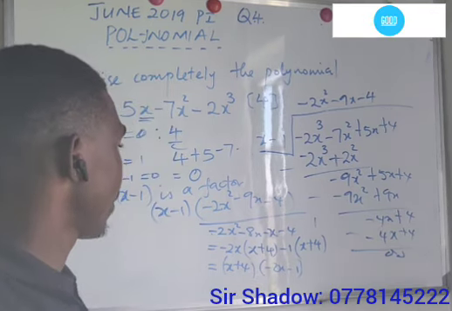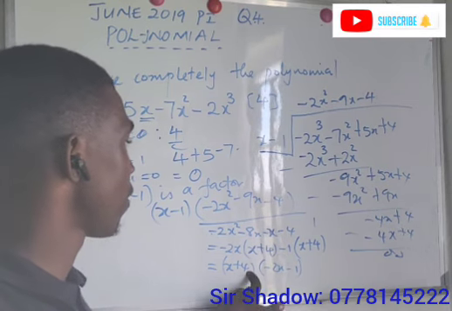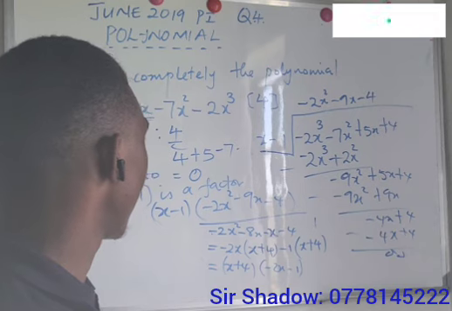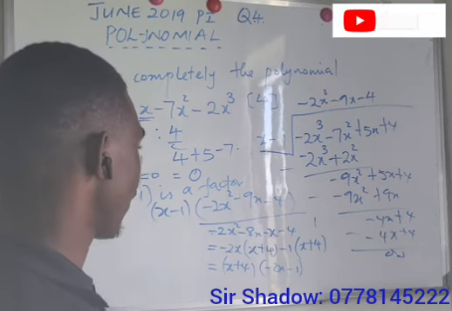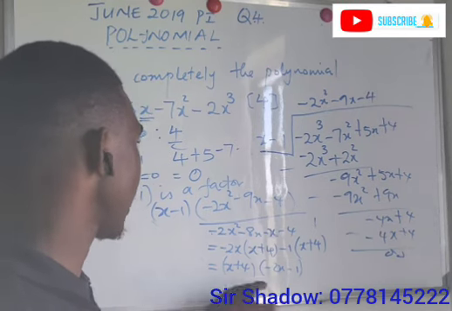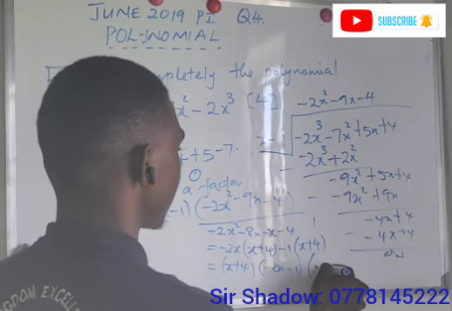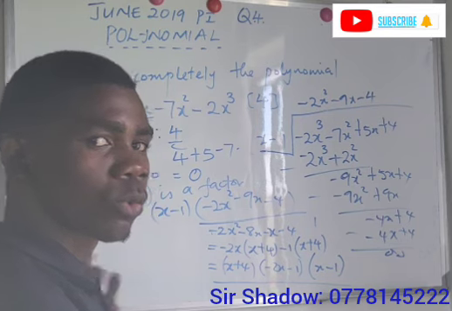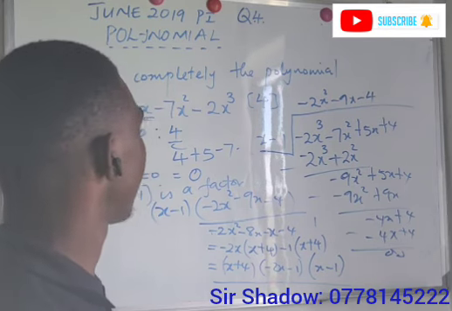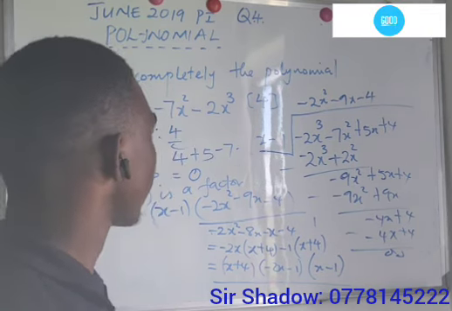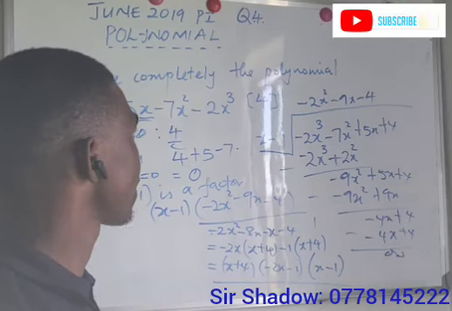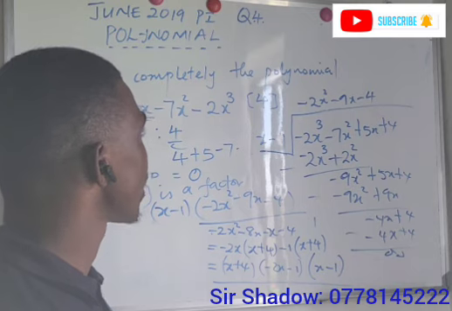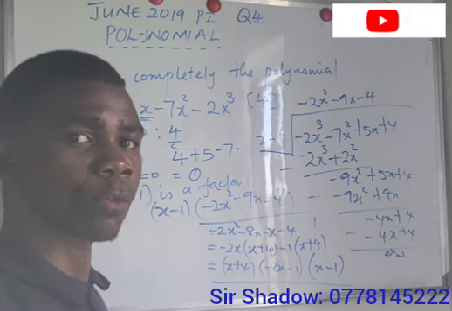So now we have x plus 4 multiplied by minus 2x minus 1. So now we have three factors: the two factors and the last factor, which is x minus 1. This is how to factorize 4 plus 5x minus 7x squared minus 2x cubed, in order to find the factors of this polynomial.